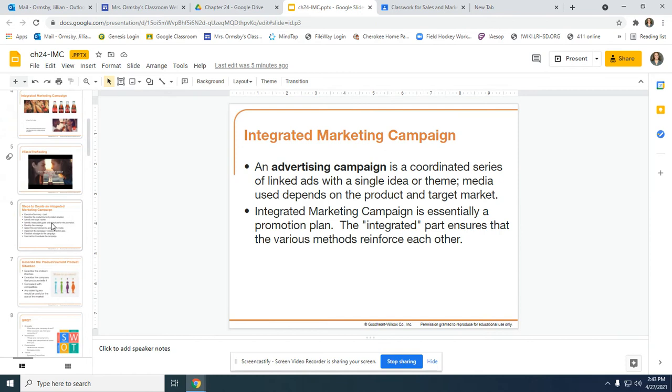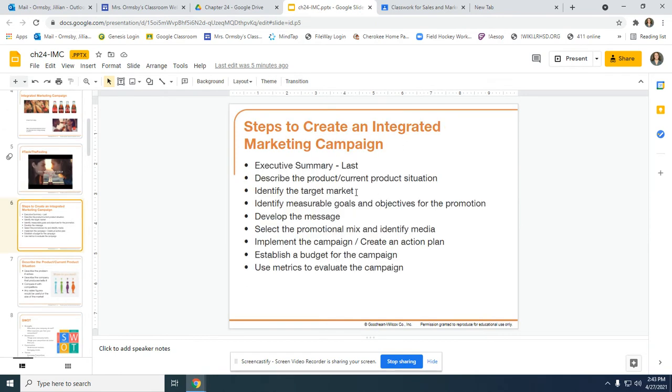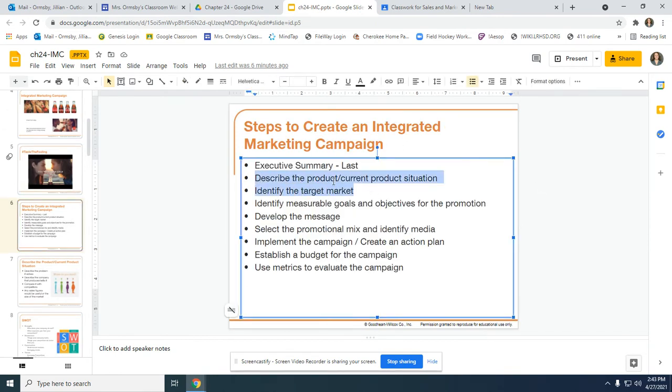Now, the last time that we met, we talked specifically about the products or product situation, so describing the product, and then we also talked about doing a SWOT analysis. So that is one way that we can figure out where our company is at and figure out what things that we can capitalize on in our promotional campaign.